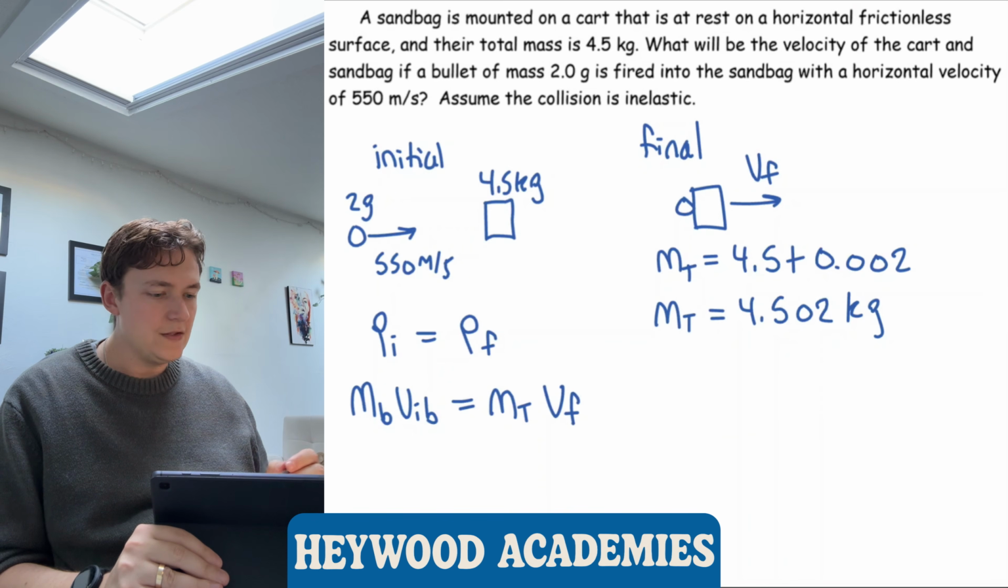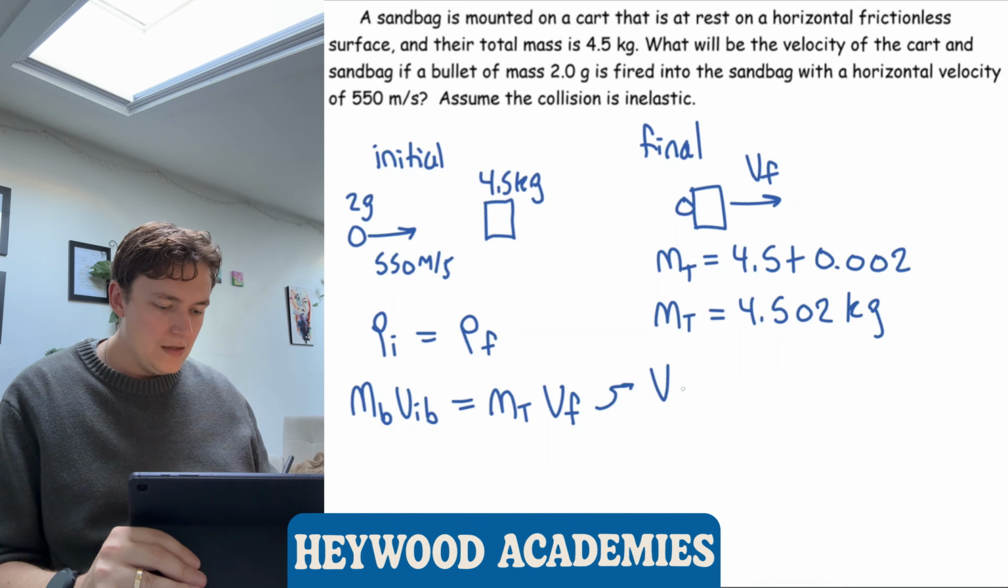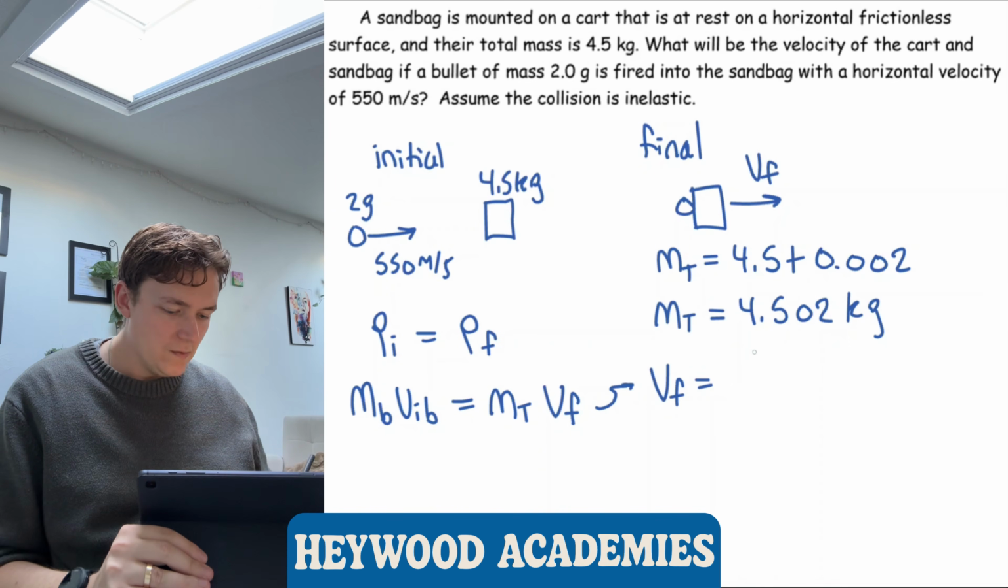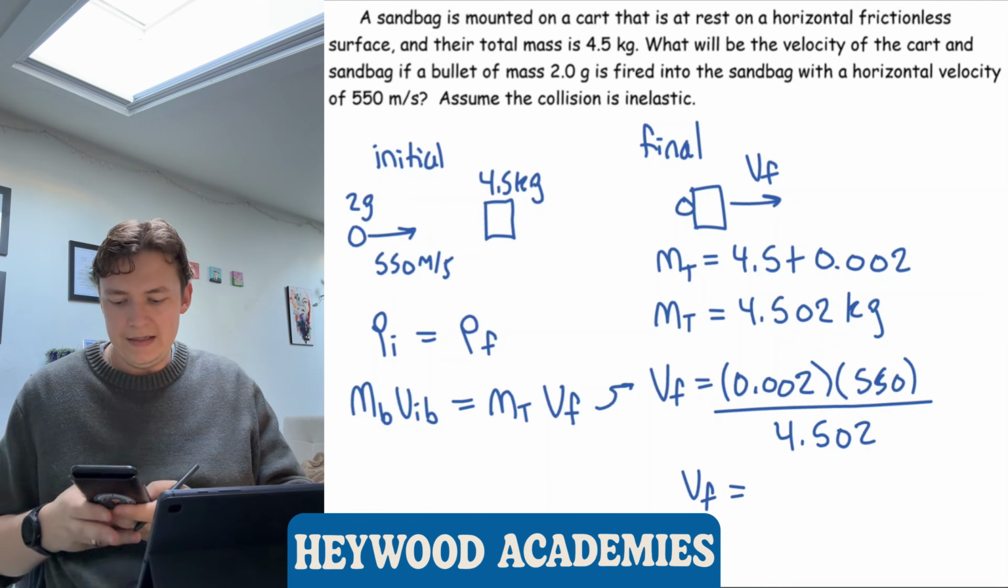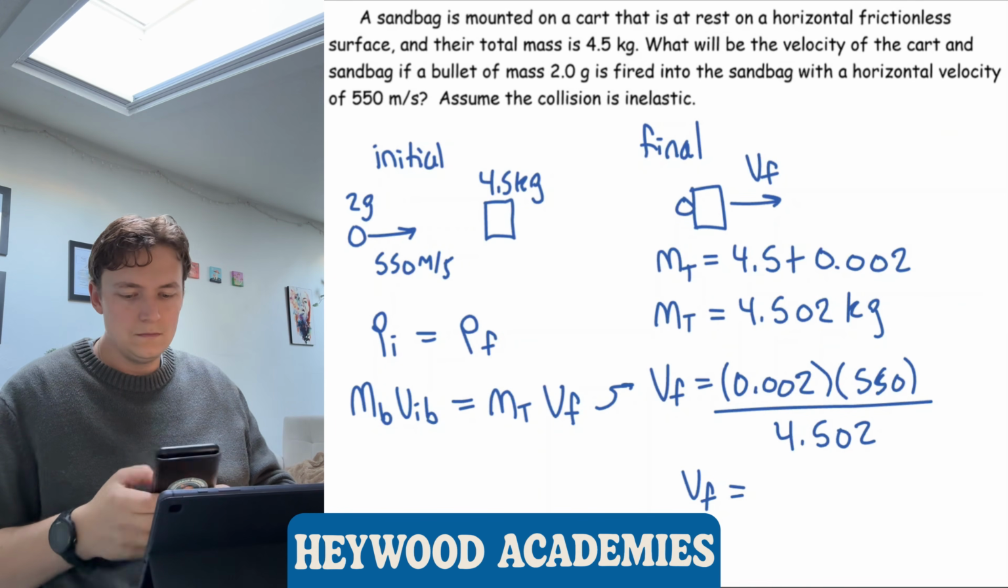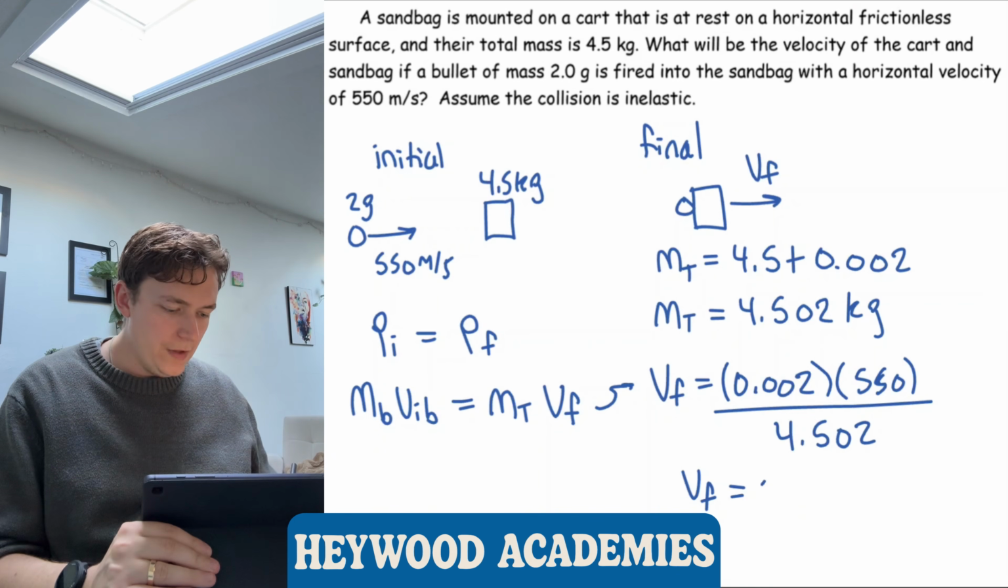Now our goal here is to solve for the final velocity, so we can rearrange this equation and plug in our numbers. We divide by the total mass on both sides, so we've got the mass of the bullet, 0.002, times 550, divided by 4.502. Now plug that in and get this final speed: 1.244 meters per second.